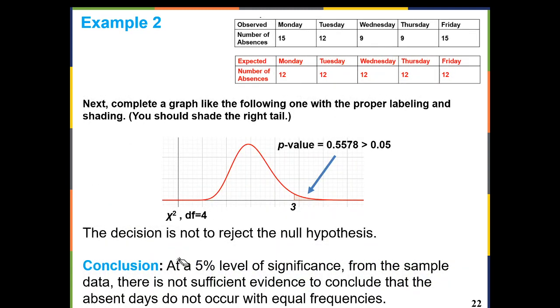So conclusion, at 5% level of significance from the sample data, there is not sufficient evidence to conclude that the absent days do not occur with equal frequency. All right, so that's the idea of a goodness of fit test. I keep saying fitness. Goodness of fit test.